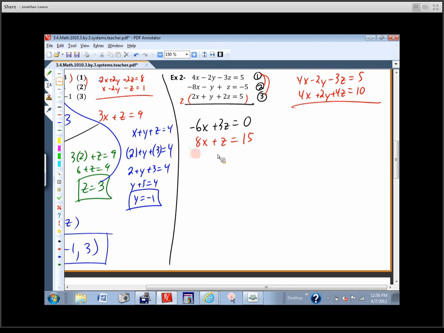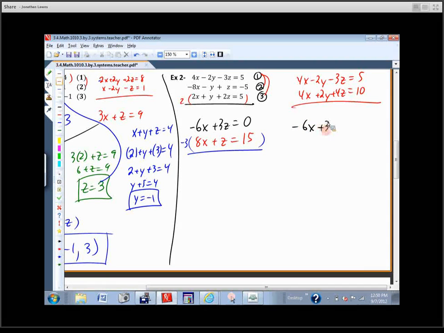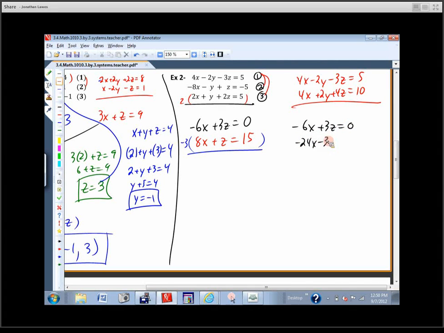What variable do you want to eliminate? Let's get rid of the z. So I'm going to multiply this one by, what kind of 3? Got to multiply by a negative 3. So that's going to give me negative 6x plus 3z equals 0. Negative 24x minus 3z equals, let's see, this is negative 45. Is that right? Add them together. Ooh, this hurts. Dang it. What do we have?